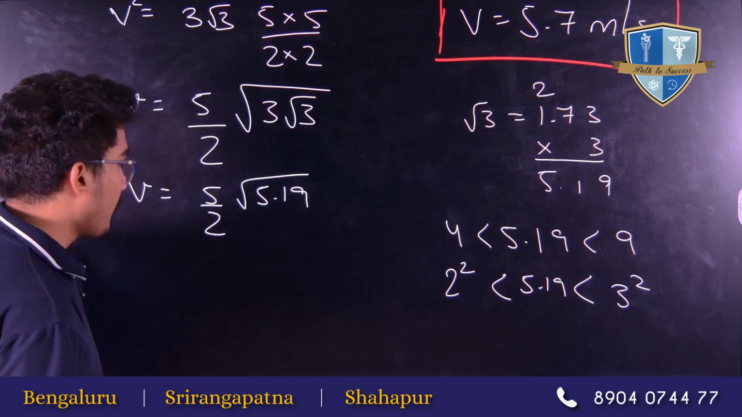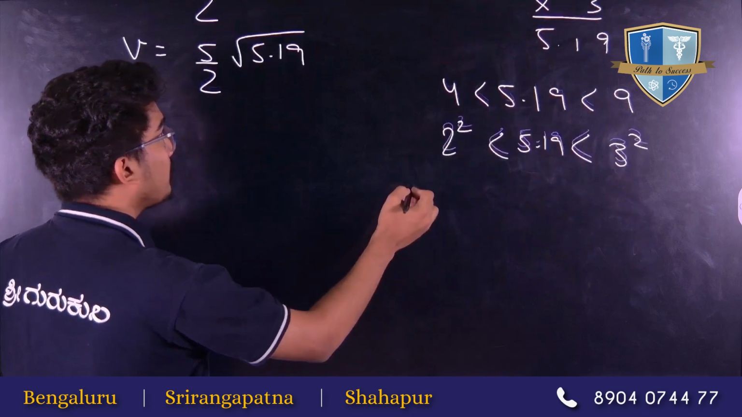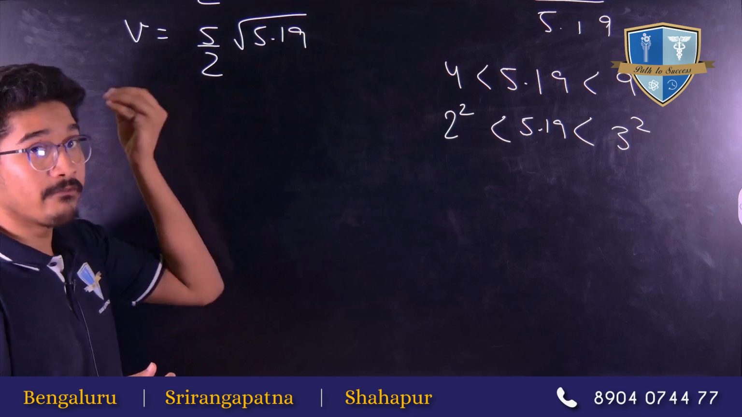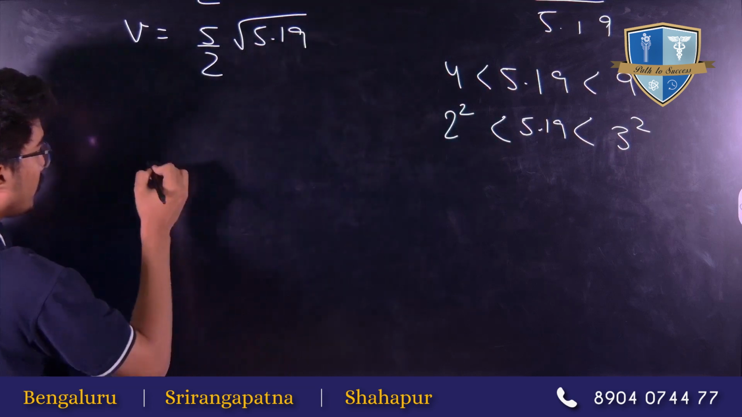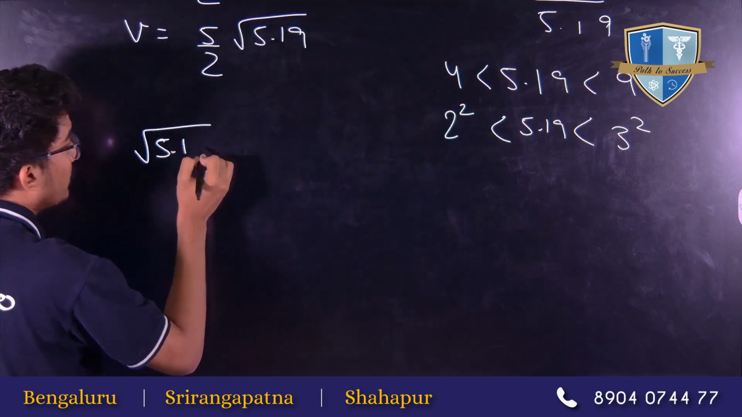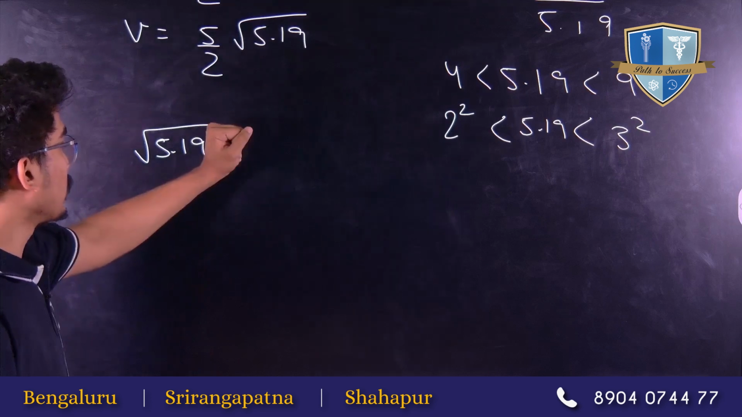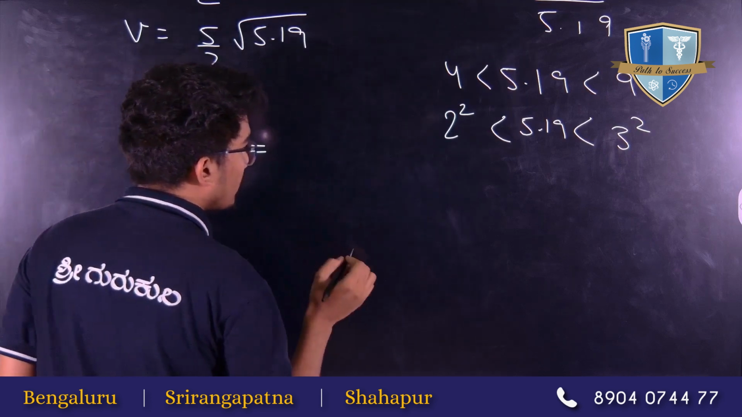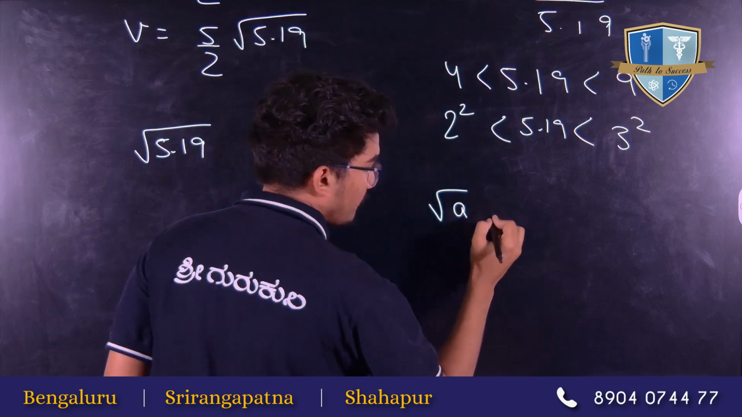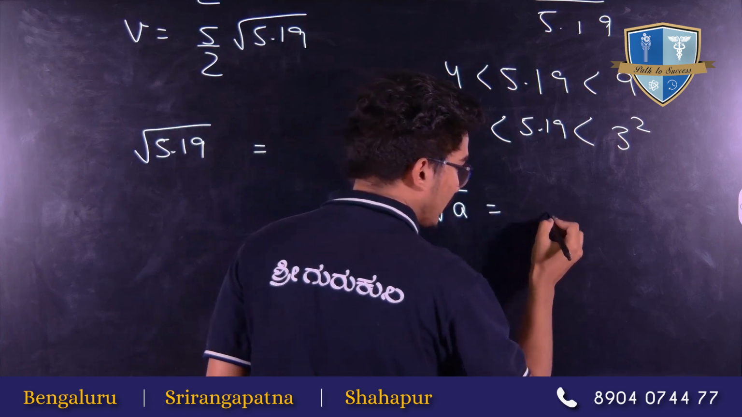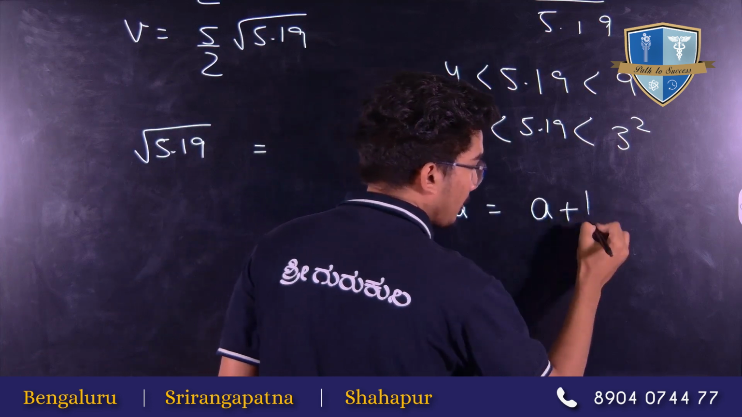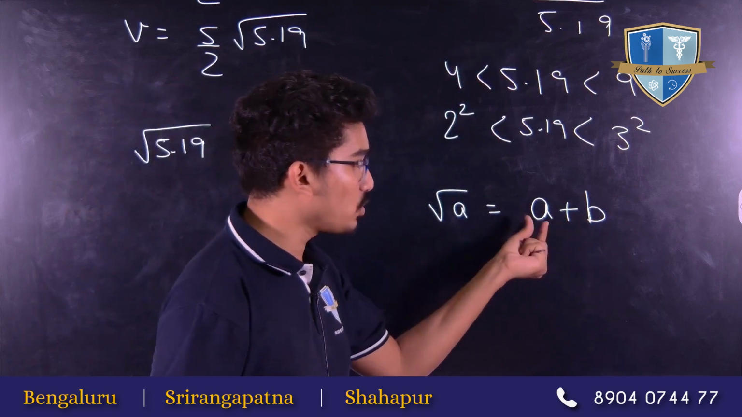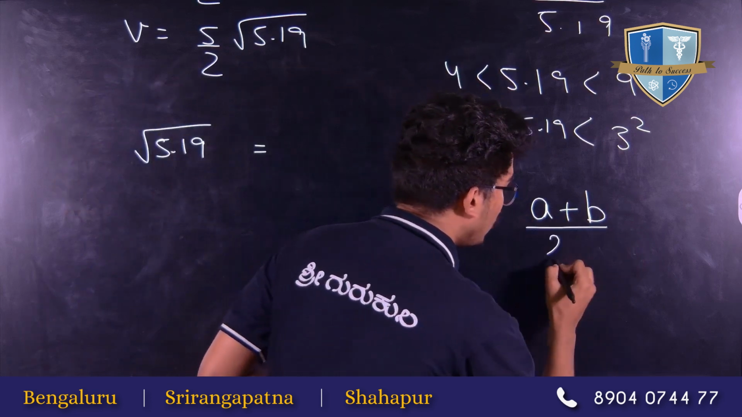How will we find the close value? Now I am going to show you an important method to find the root of any value. We are supposed to find the root of 5.19. How will we calculate this root? So I am going to show you one method: the root of any number a will be equal to that number a plus b, where b is the closest perfect square to a, divided by 2 root b.